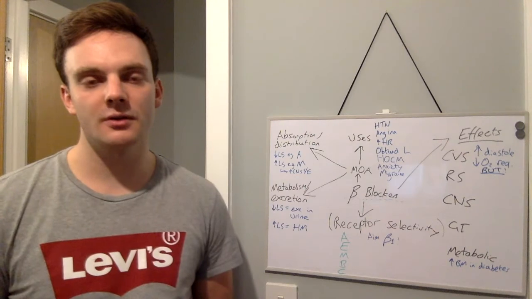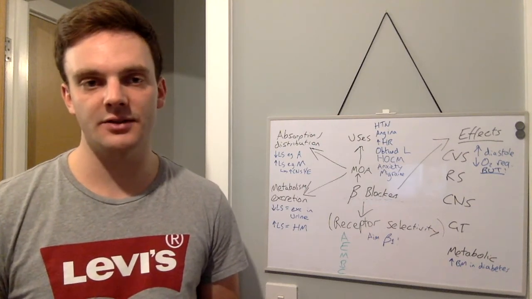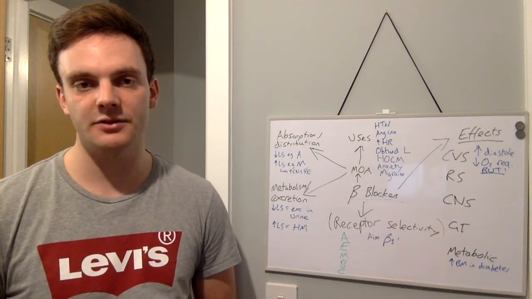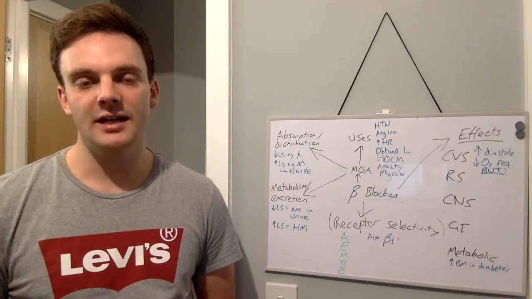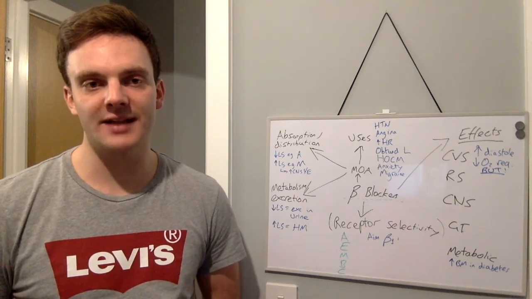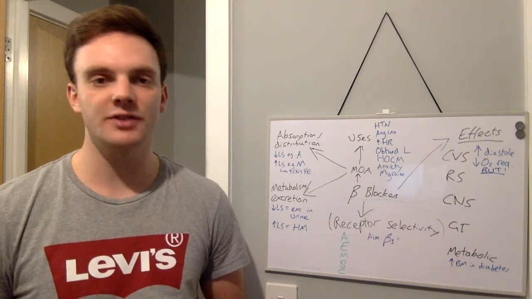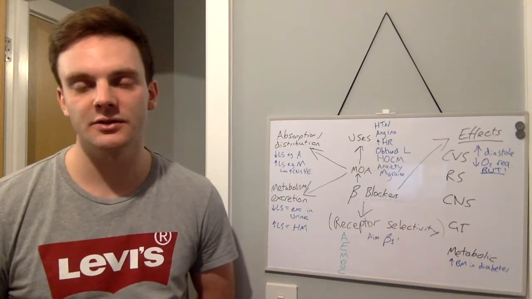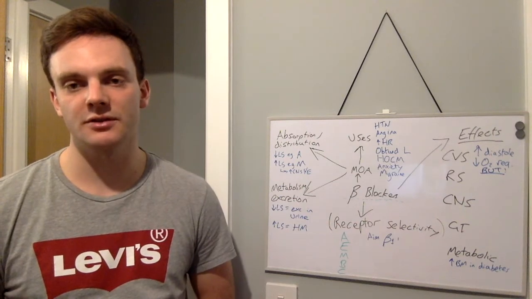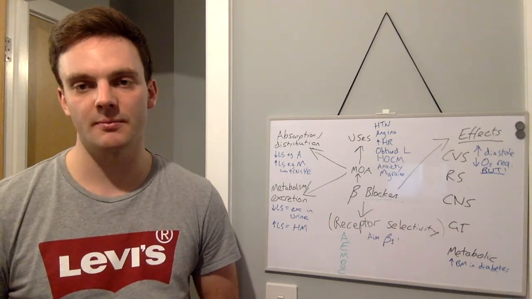Beta blockers work as competitive antagonists on beta adrenoreceptors, and ideally a beta blocker will be selective for beta 1 receptors. Beta 2 receptors are contained within the lungs, and blocking these receptors can precipitate bronchospasm.